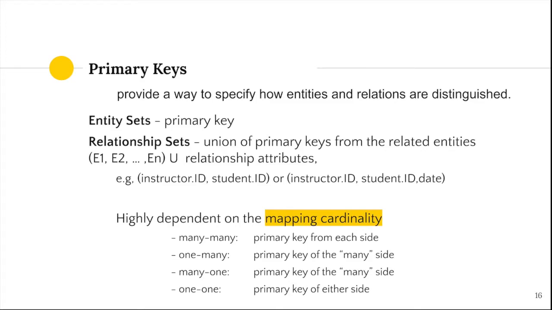So if it is a many-to-many relationship, then we need to get the primary key from each side. So if we have a one-to-many relationship, it is enough to use the primary key of the many side. If we have a many-to-one, we just need to use the key of the many side ulit. And if we have a one-to-one relationship, then we can use the primary key of either side.